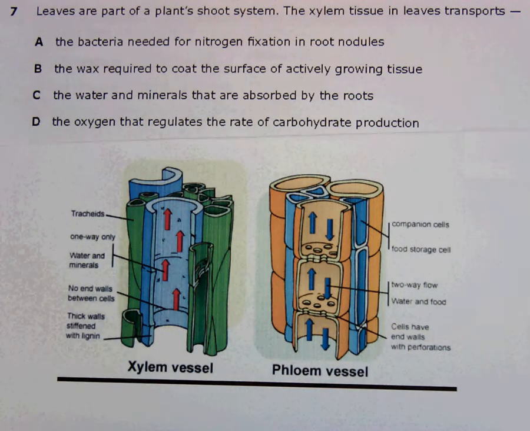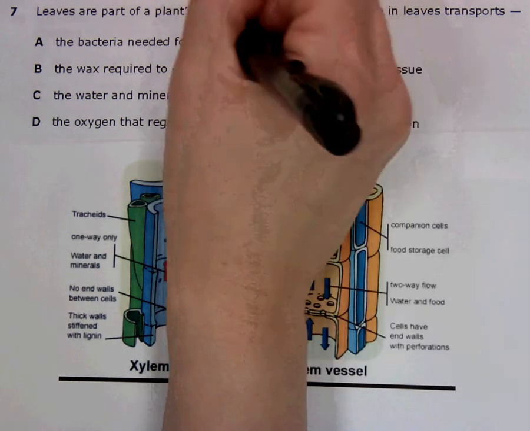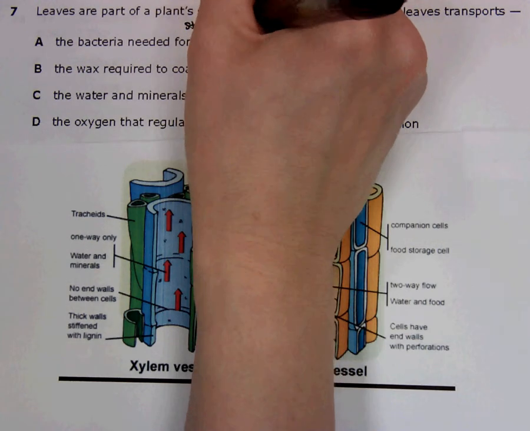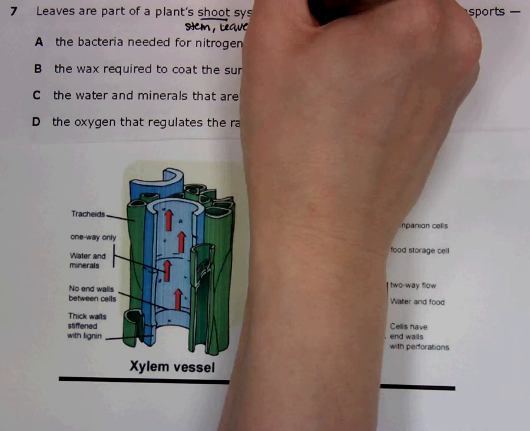Okay, question 7 says leaves are part of a plant shoot system. The xylem tissue in leaves transports, and then it gives us a whole bunch of options here. First thing I want to do is go ahead and understand what it means by a shoot system. That's the stem, leaves, flowers, etc.